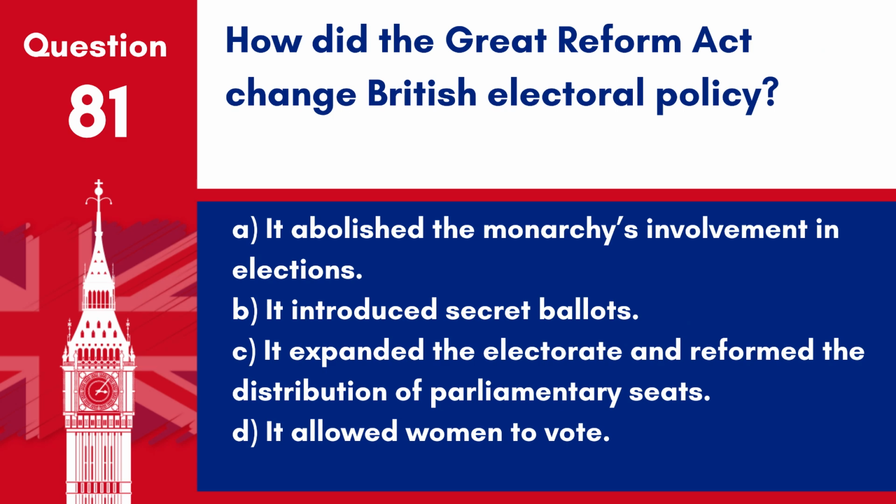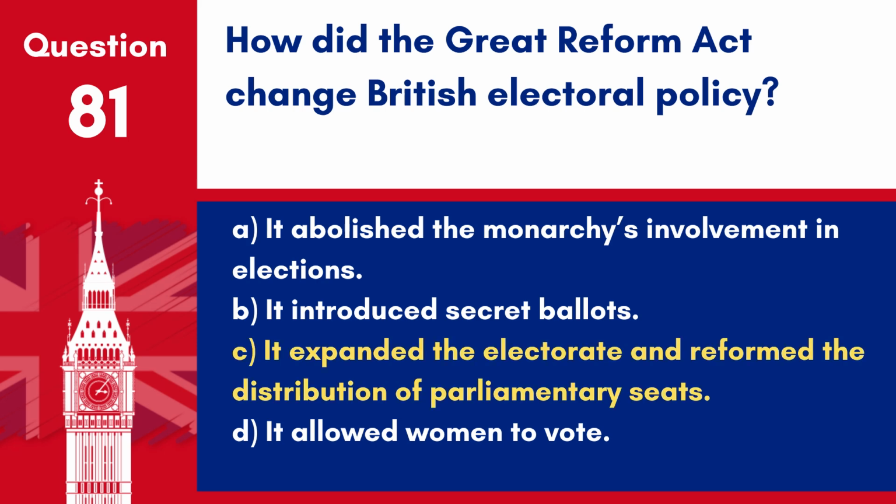Question 81. How did the Great Reform Act change British electoral policy? A. It abolished the monarchy's involvement in elections. B. It introduced secret ballots. C. It expanded the electorate and reformed the distribution of parliamentary seats. D. It allowed women to vote.